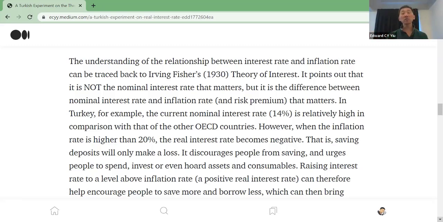Currently, even after cutting the interest rate 4 times this year, the nominal interest rate is still very high at 14%, right? Which is very high in comparison with that of the other OECD countries. However, it's not about the absolute value of the nominal interest rate. It's the real interest rate, the comparison of the nominal interest rate with respect to the inflation rate. Currently, the Turkish inflation rate is higher than 20%. So in comparison, it means that the real interest rate is negative.